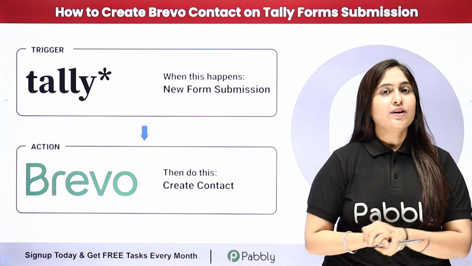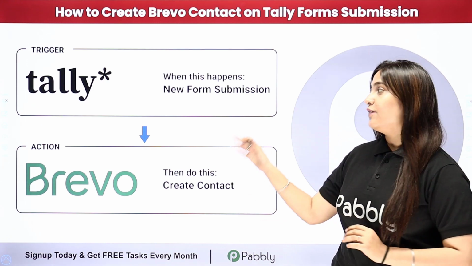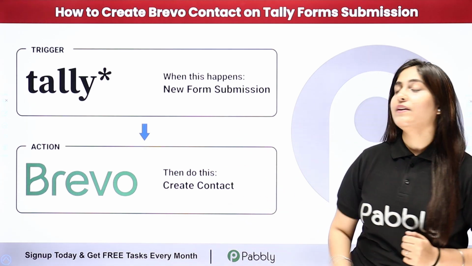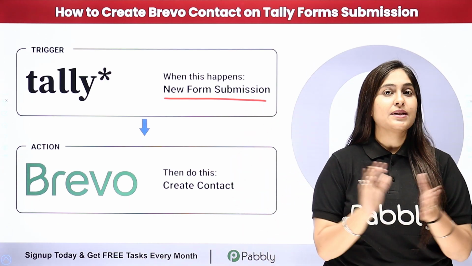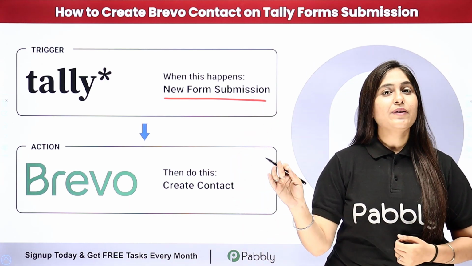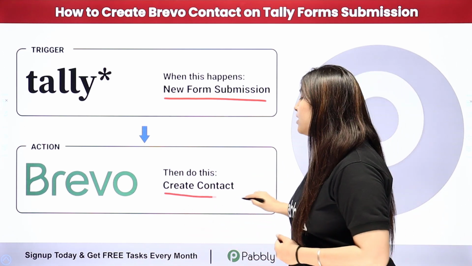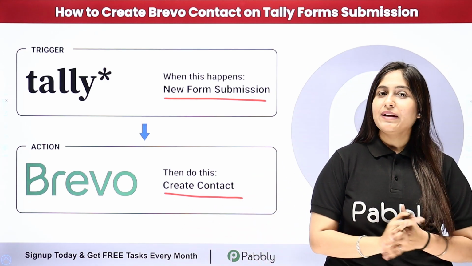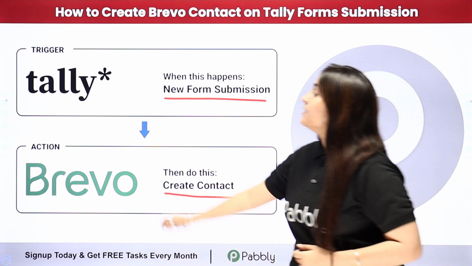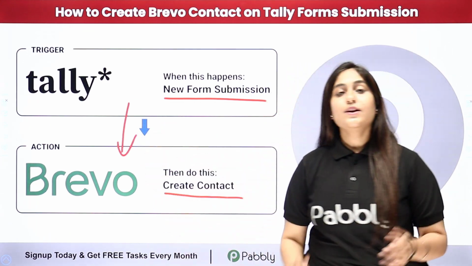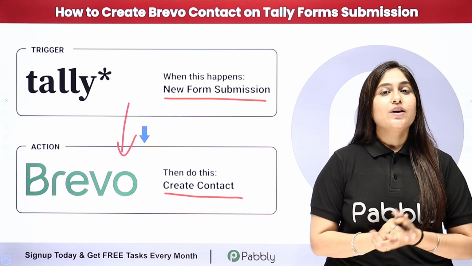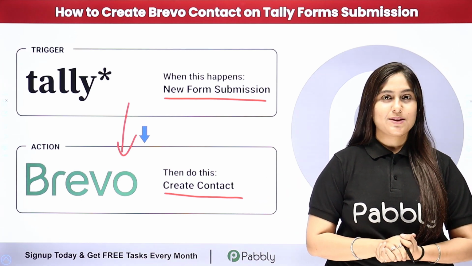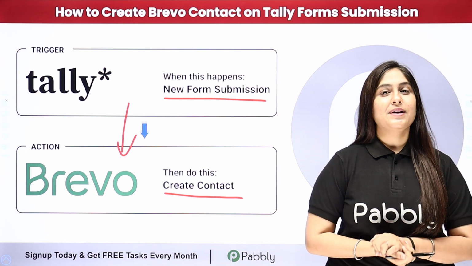So here I've created a contact form for my business using Tele Forms, and here my objective is that whenever I receive a new form submission, then automatically the person who has made the form submission should be created as a new contact in my Brevo account. So now here to automate the entire process, I need to connect Tele Forms with my Brevo account using an automation software named Pabbly Connect. So to see the working of this automation and to learn this process step by step, let me take you to my screen.